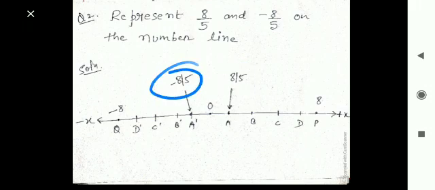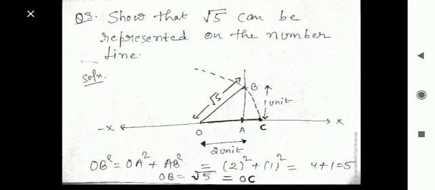Okay, now come to the next question. Show that root 5 can be represented on the number line. It means we have to show whether this root 5 number can be represented on the number line or not. So yes, it is possible that root 5 can be represented on the number line. Root 2, root 3, root 4, root 5, any number can be represented on the number line.